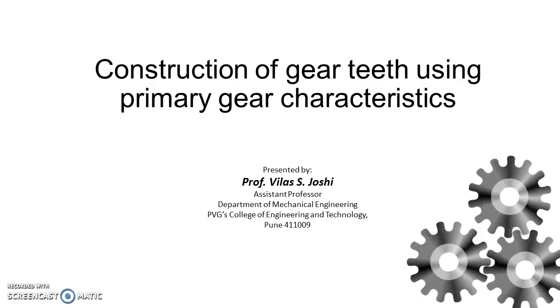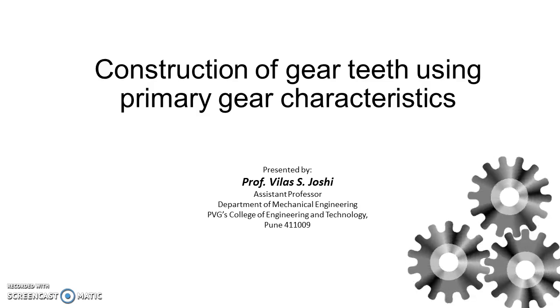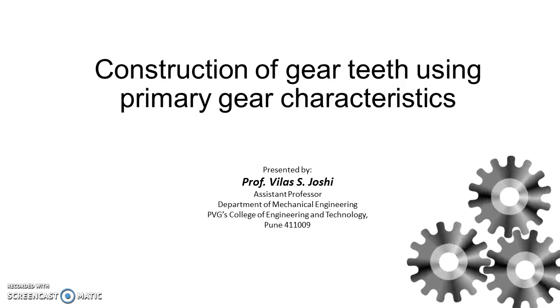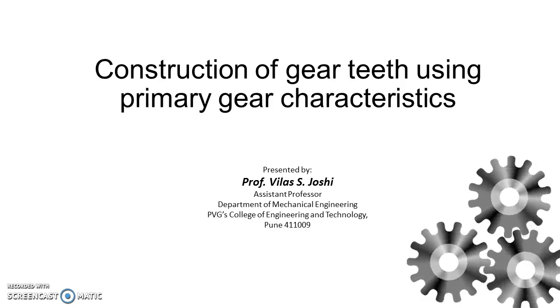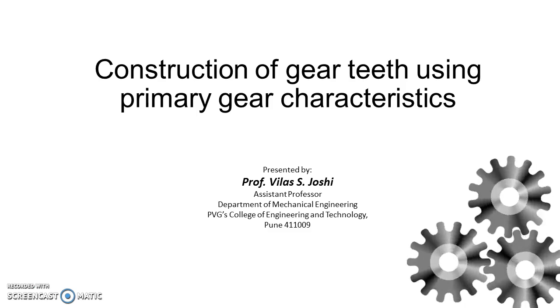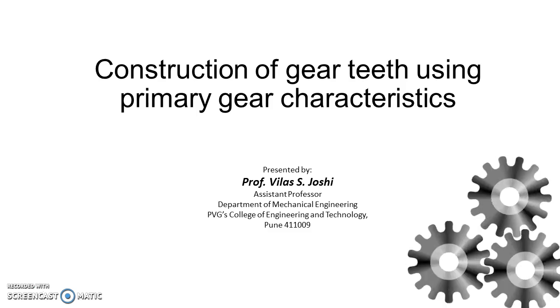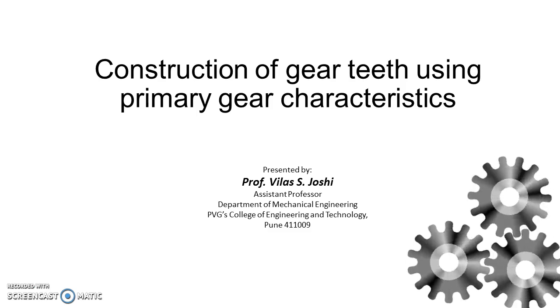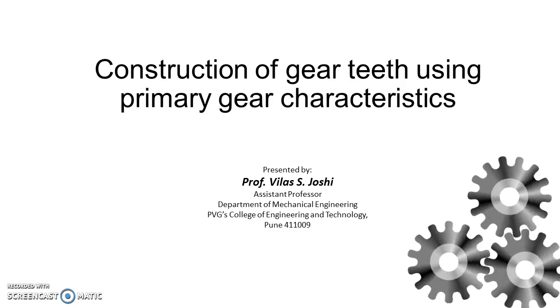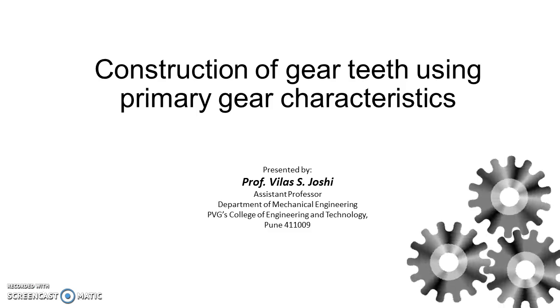Hello friends, we are going to study the construction of gear tooth using primary gear characteristics. Before moving on to the very first slide, let me remind you that we have already covered and discussed the basic geometry and parameters of a spur gear like, yes, that's right, module, number of teeth, pitch circle diameter, diametral pitch, addendum, dedendum, and so on.